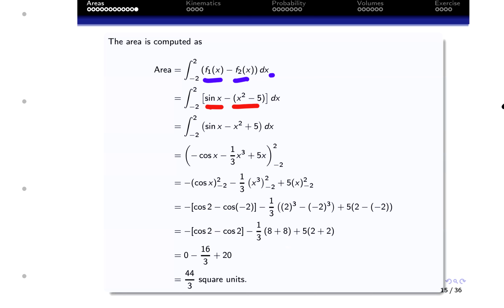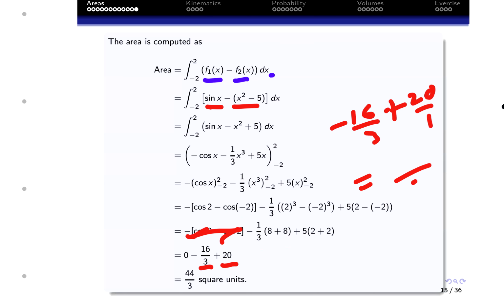So you have 16. So you have 0 minus 16 over 3 plus 20. So minus 16 over 3 plus 20 over 1. LCM is 3. 3 in 3 is minus 1 times 16, minus 16, plus 1 in 3 is 3, 3 times 20, that's 60. 60 minus 16, that is 44 over 3 square units. And that is how that goes.